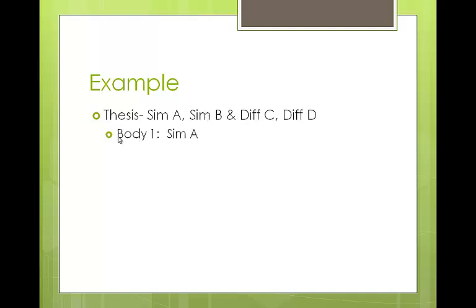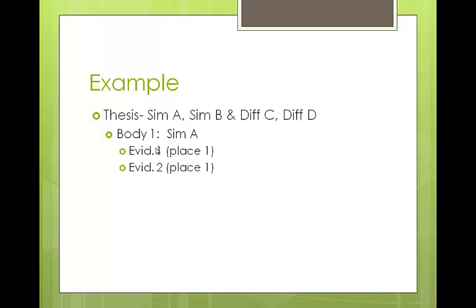Now here's an example of what it should look like. I didn't actually use any history, but I used some specific letters to denote what you need to have in your setup. So you begin with your thesis with 4 main ideas: similarity A, similarity B, difference C, difference D. And then body 1 would be about similarity A.